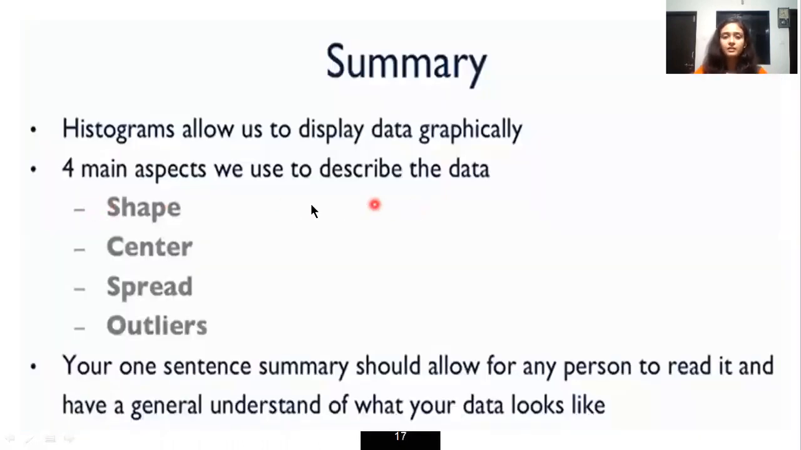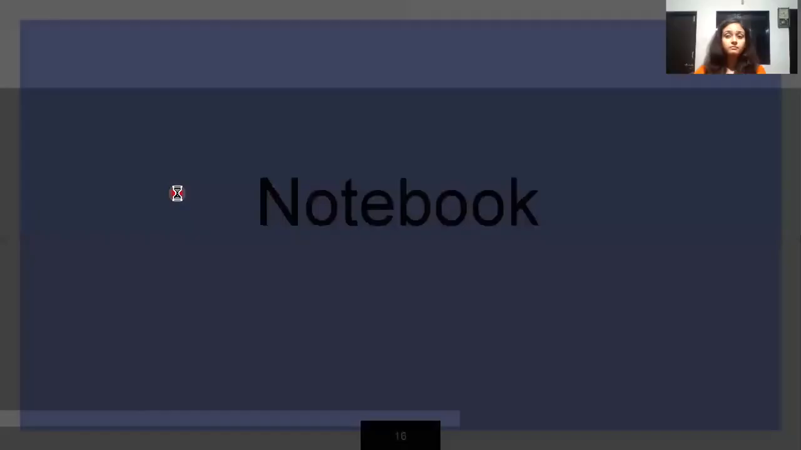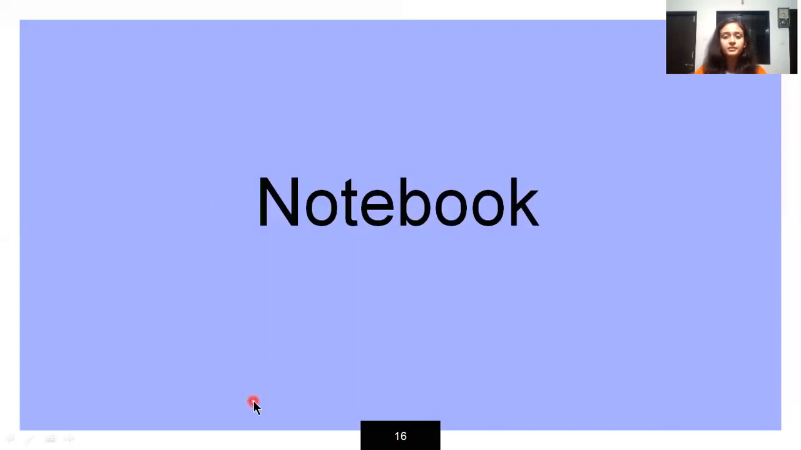Next we will see the implementation part, how the histogram is plotted.